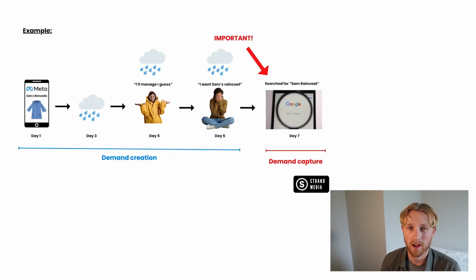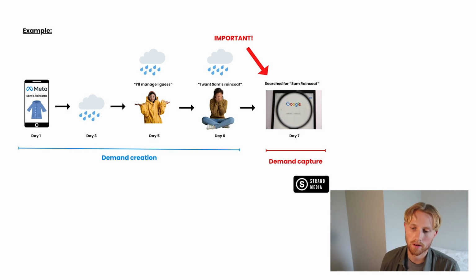So let's look at an example of how this might look in the real world. Let's say you run a business called Sam Raincoats, just as an example. And you're obviously selling raincoats. On day 1, somebody sees your ad of the raincoat. On day 3, it starts raining. On day 5, they realize they have a problem, but they already have a raincoat. They're not really looking to buy a new one yet. They think it's probably going to stop raining soon, so I'll manage, okay? That's how they're thinking. On day 6, they change their mind. They realize they're super tired of this old raincoat. Then they realize they have a problem, and now they're looking for a solution, okay?